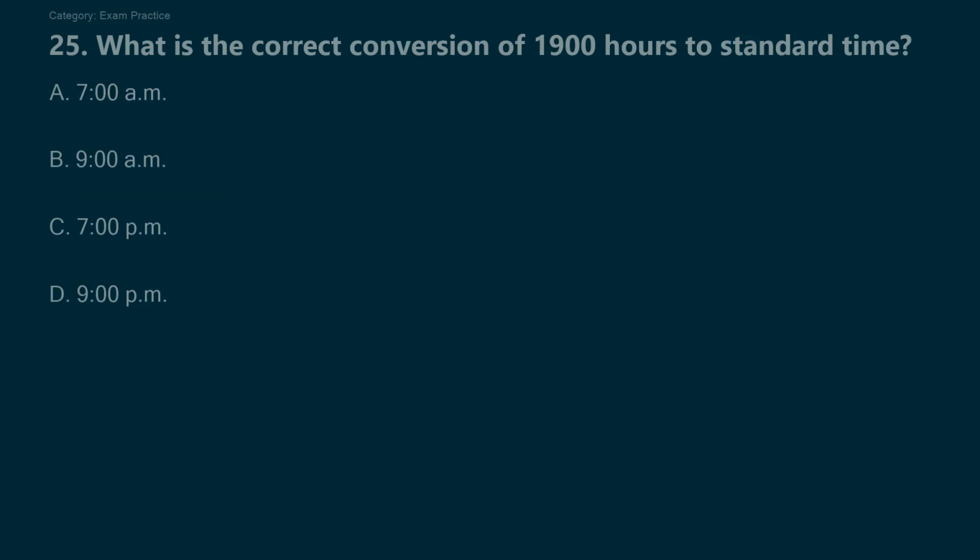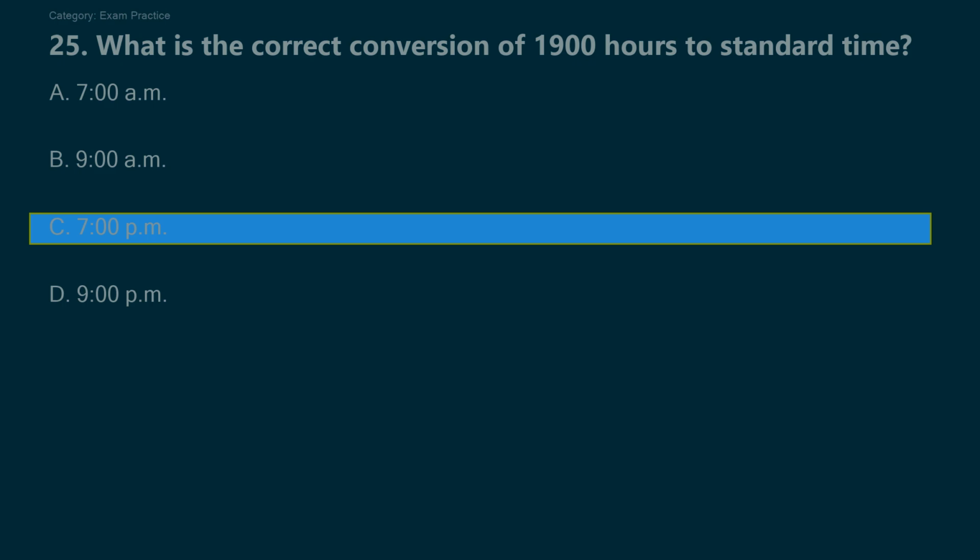Question 25. What is the correct conversion of 1900 hours to standard time? Option A. 7:00 a.m. Option B. 9:00 a.m. Option C. 7:00 p.m. Option D. 9:00 p.m. The correct answer is option C. 7:00 p.m.